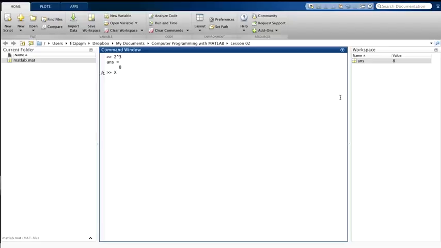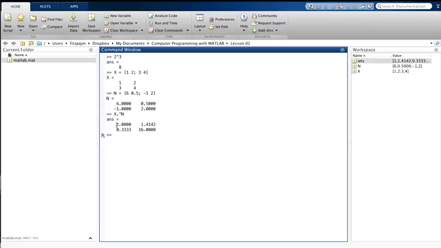Let's look at x: 1, 2, 3, 4. And let's let n equal 6, 0.5, minus 1, 2. x dot caret n is the array exponentiation operation. The dot means array exponentiation, just like the dot means array multiplication when we have dot star. And let's look at the result.